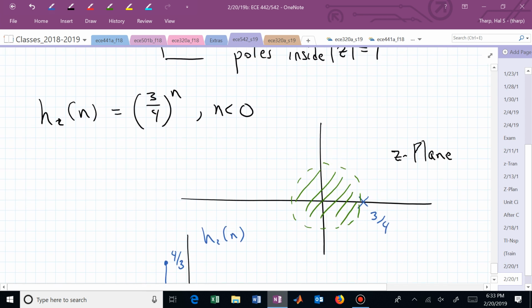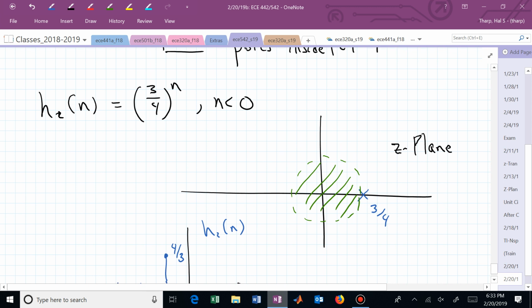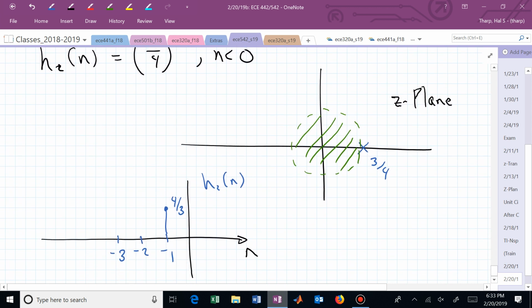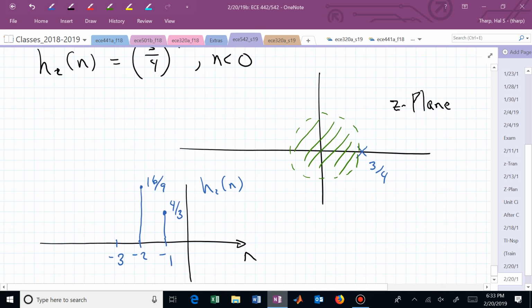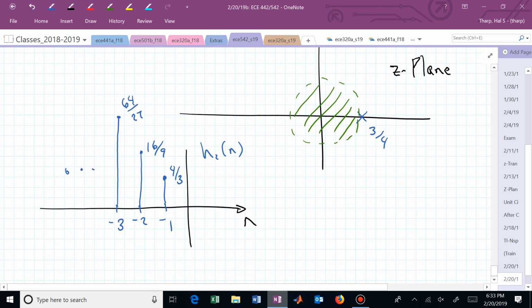What is it at -2? 16/9. Not quite 2. It was a little bit more than 1 before. Now it's not quite 2. What is it at -3? 4 cubed, 64, over 3 cubed, 27. That's bigger than 2, isn't it? And that just keeps going. So we do have an unbounded, non-causal waveform.